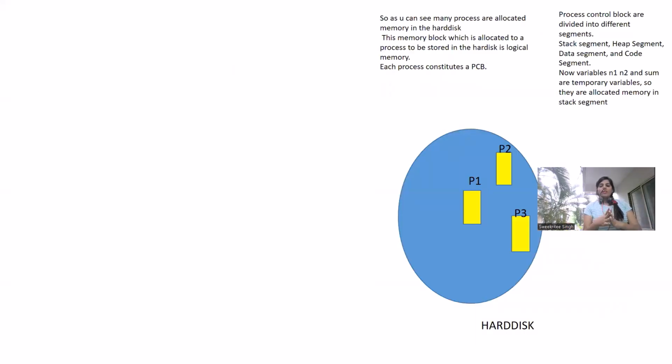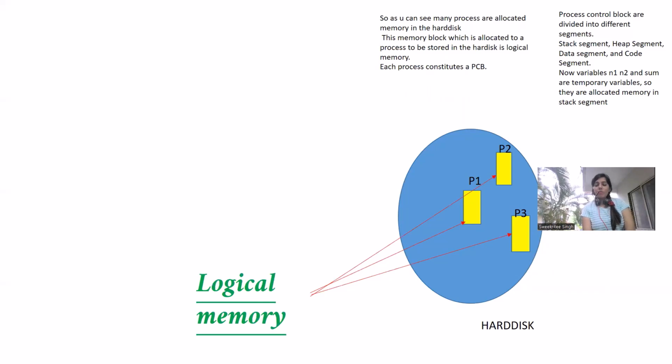So this is the second picture. Here you can see that P1, P2, P3 are different processes, and they are allocated memory in the hard disk. Now these memory which are allocated to P1, P2, P3 are some block of memory inside the hard disk. This memory is nothing but the logical memory. So is it making a clear picture to you that where does logical memory exist?